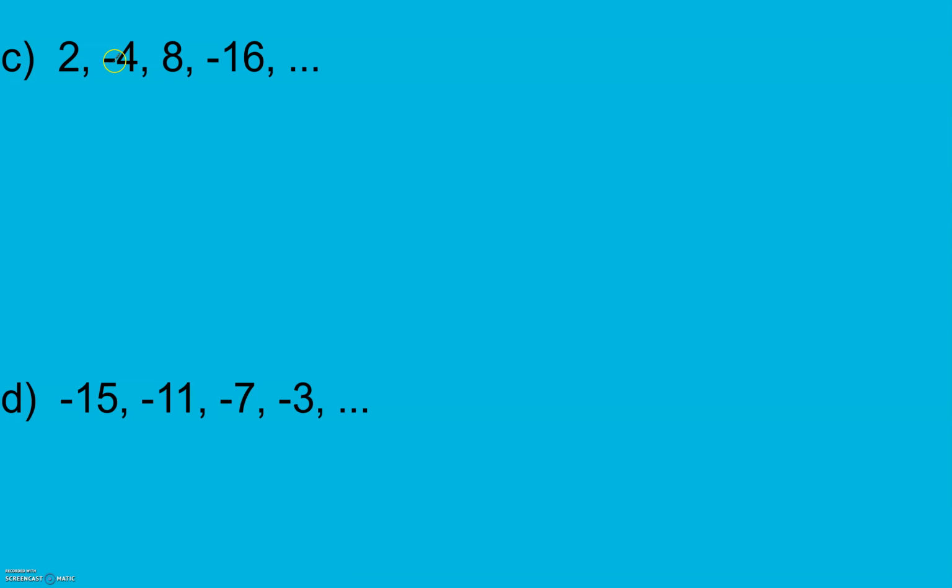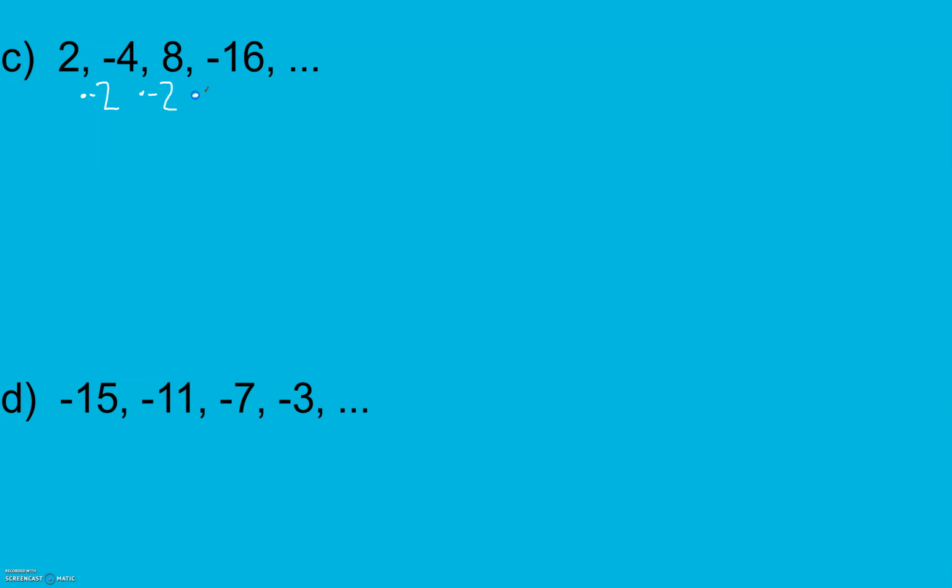Here our signs alternate. I go from positive to negative, so I know I have to multiply. The only way I can alternate signs like that is if I multiply. I can't add the same number every time or subtract the same number and get different signs every time. So here I'm going to multiply to go from 2 to negative 4 and multiply by negative 2. Negative 4 to 8, I multiply by negative 2.